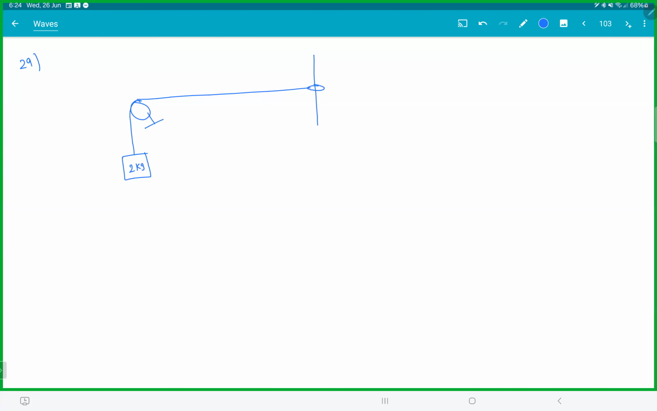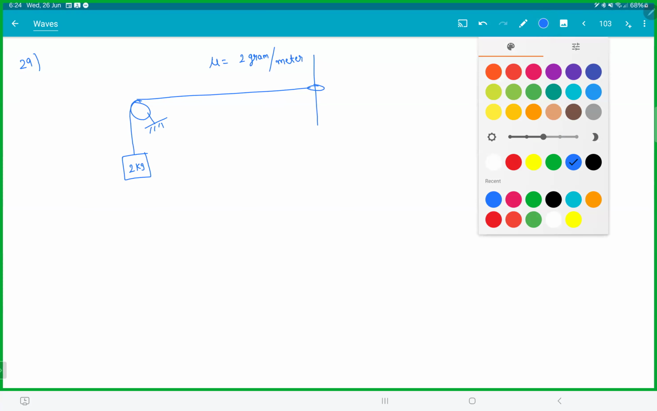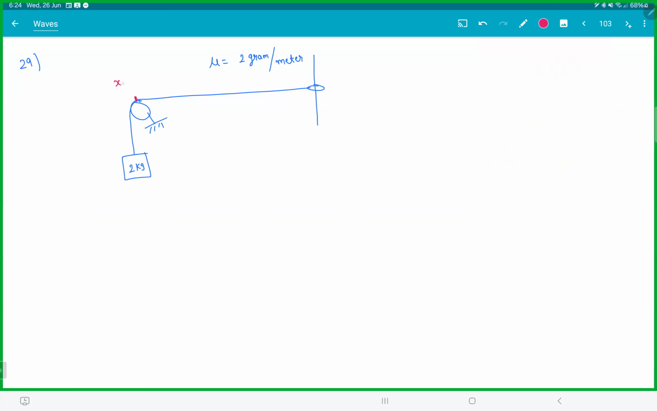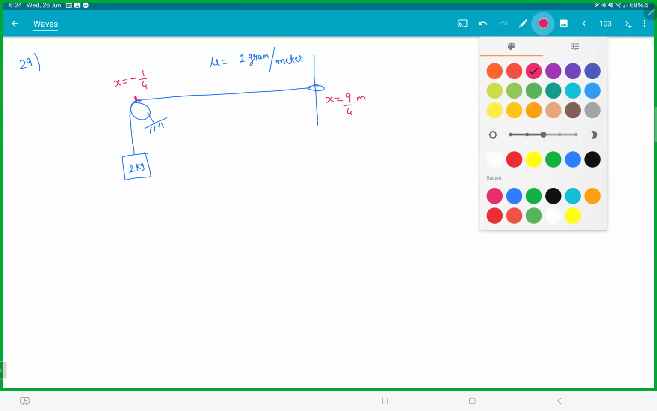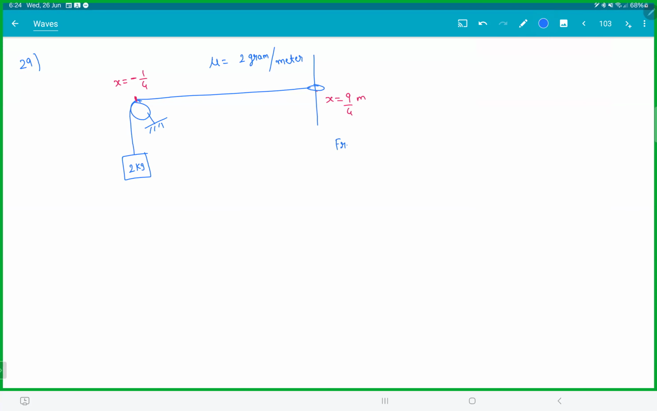this is a 2 kg block. So mu here is 2 gram per meter. So the mass of the string is very small, so you can neglect its own tension. This position here is x equal to minus 1 by 4, and this position is x equal to 9 by 4. So this is a free end, and this is a second overtone.